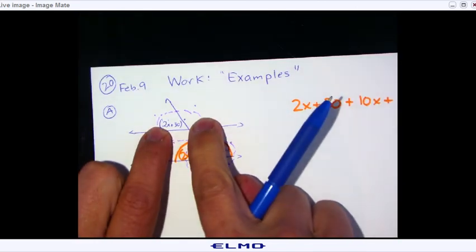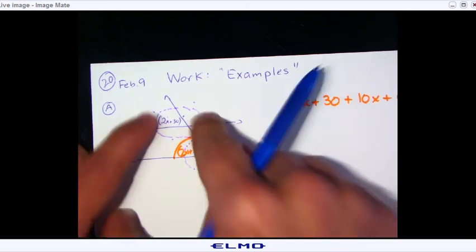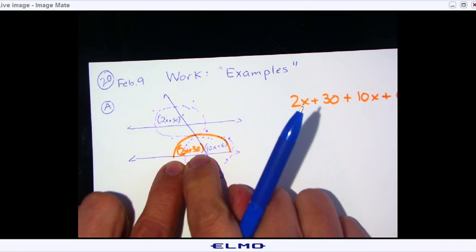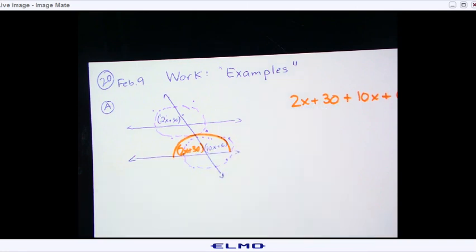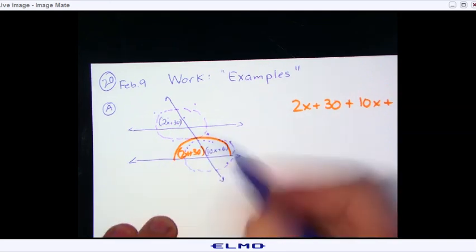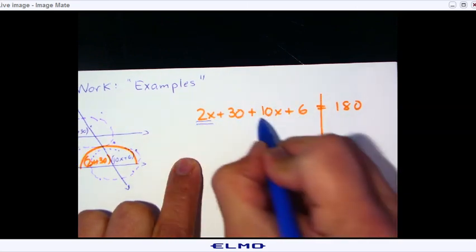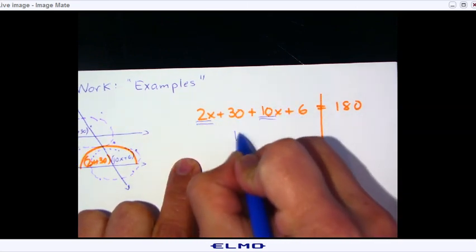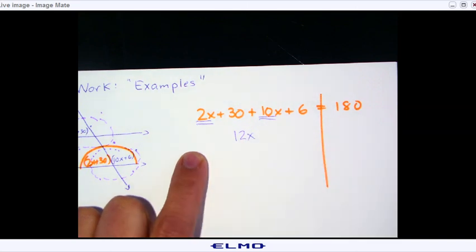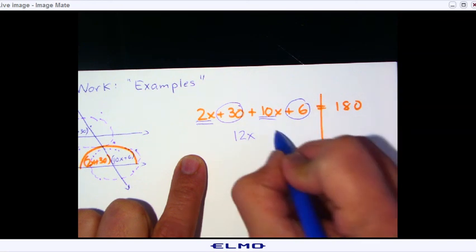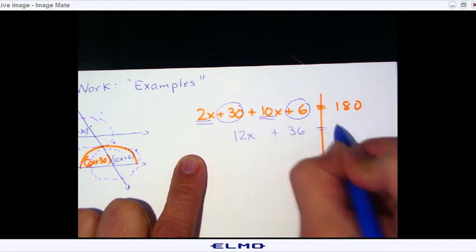We imagine that we cut the circle and put it on the other side, and it landed right there. So technically, they are side by side, right? Side by side means that they're adjacent, and adjacent means it's 180. So we add 2x plus 10x, which is 12x, and 30 plus 6 is 36, equals 180.